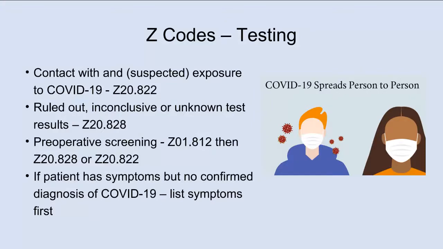Okay, so let's look at testing. Contact with and suspected exposure to COVID, Z20.822. If the infection is ruled out, the test is inconclusive, or they say unknown results, Z20.828. Okay. Preoperative screening is Z01.812, and then either Z20.828 or Z20.822. If the patient had symptoms but no confirmed diagnosis of COVID, don't use these, use the list of symptoms.